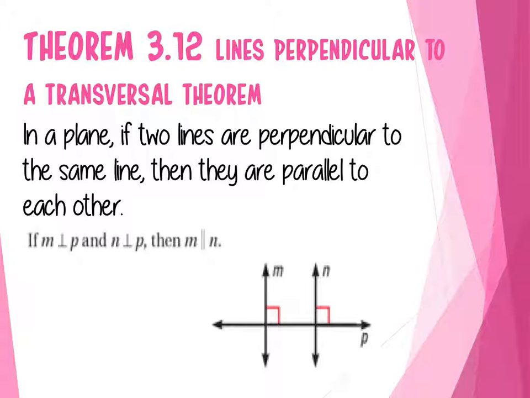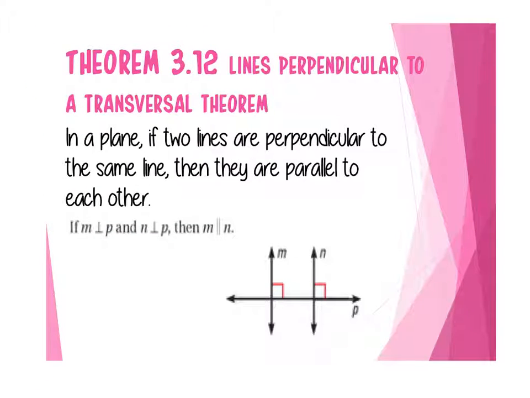This one actually has a name. This one is theorem 3.12, but it's called the lines perpendicular to a transversal theorem. And what this states is, in a plane, if two lines are perpendicular to the same line, then they are parallel to each other. So we have our two parallel lines, and they're perpendicular to the transversal here, this line P.